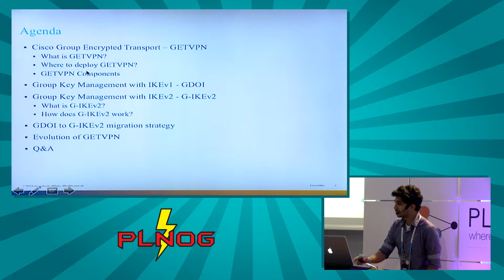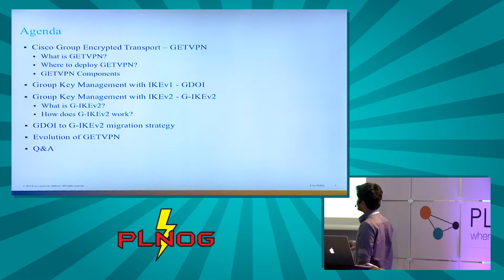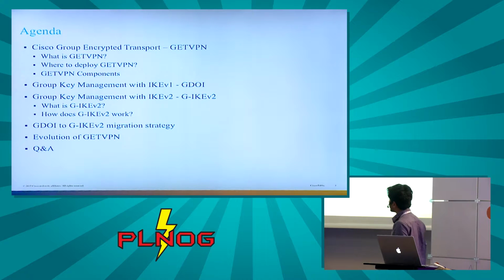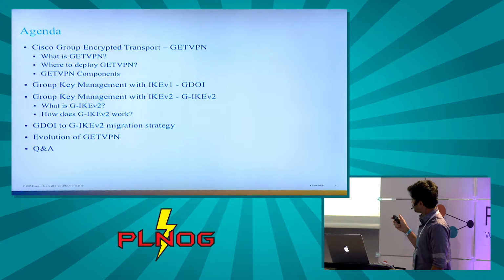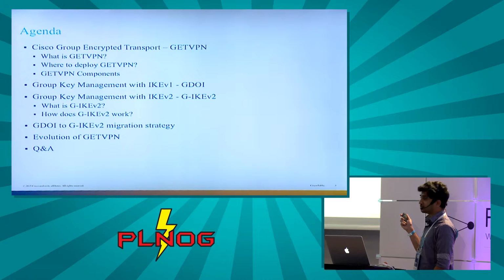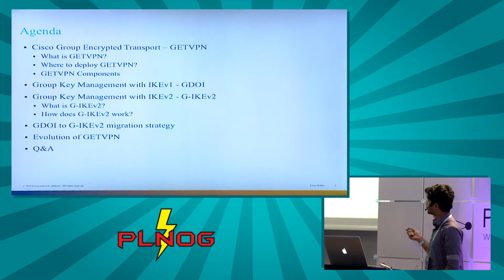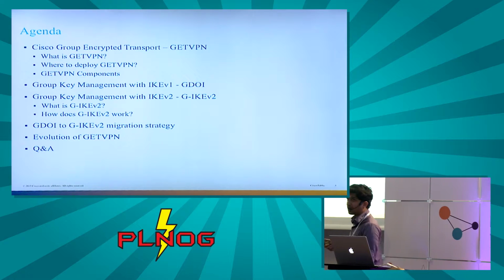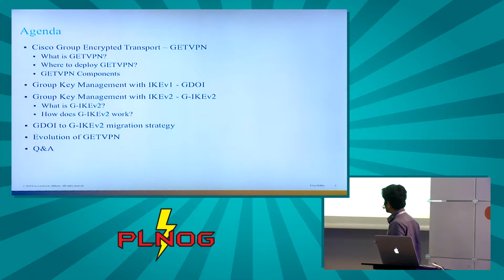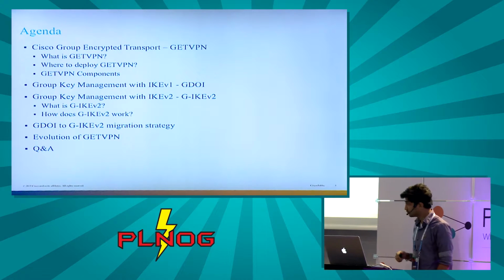What is GetVPN, where would you deploy GetVPN, and the components of GetVPN. Once we cover the components of GetVPN, we'll talk about group key management with IKEv1, the previous protocol known as GIKE, and the new one, which is the topic of our discussion today, group key management with IKEv2, known as GIKE2. What is GIKE2? How does GIKE2 work? We'll cover that, and then we'll talk about GIKE to GIKE2 migration.